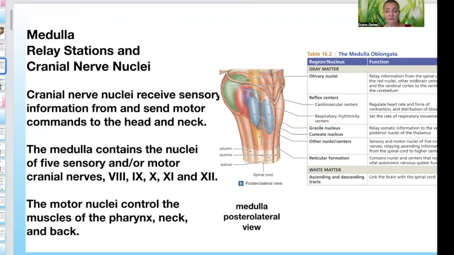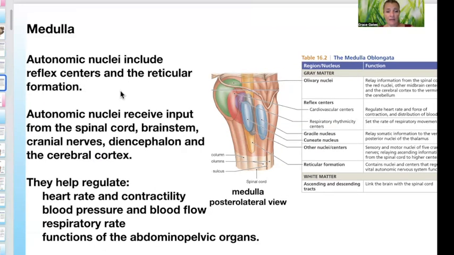Since the medulla is just above the spinal cord, it can easily control things that are in the area of the neck and the back because it's just above the spinal cord. Okay. Autonomic nuclei are the last of the 3 types of nuclei in the medulla, and they include reflex centers and the reticular formation. So autonomic nuclei receive input from the spinal cord, the brainstem, cranial nerves, the diencephalon, and the cerebral cortex, and they help regulate heart rate and contractility, blood pressure and blood flow, respiratory rate, and the functions of the abdominopelvic organs.